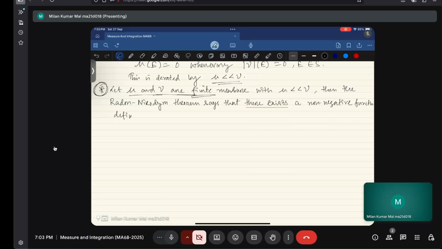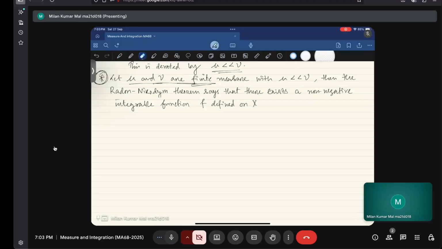Then the Radon-Nikodym theorem says that there exists a non-negative integrable function f defined on X.